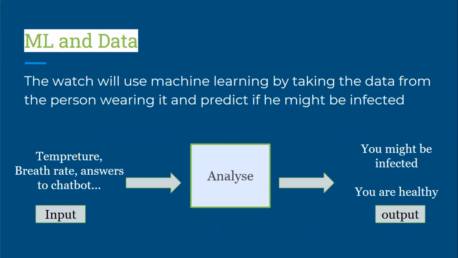As for the machine learning and data in this project, the watch will use machine learning by taking the data from the person wearing it and predict if he might be infected. So the input data will be the temperature or blood pressure, things like that, and the answers that you give to the chatbot. It will analyze it and get the output data that you might be infected or not.